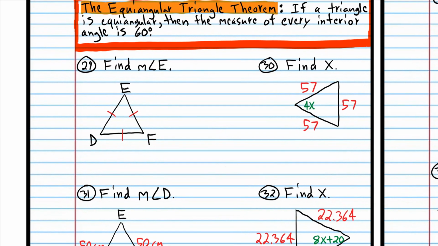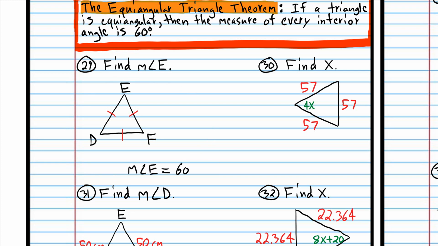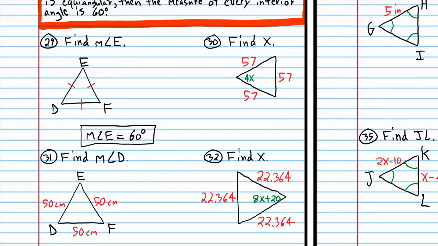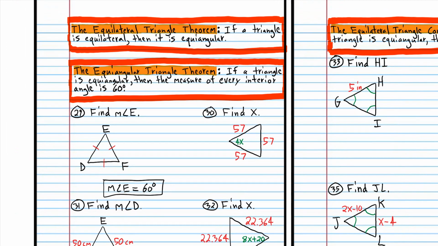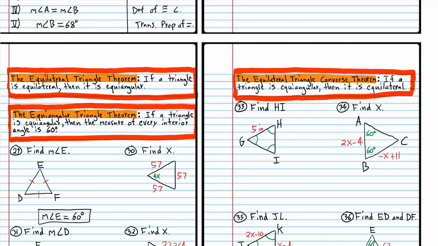So because we know that this is an equilateral triangle, we know that it's equiangular, and because it's equiangular, we know that the measure of angle E must be equal to 60 degrees. So that's very easy. These are going to be problems that are even easier than the previous ones that we did. Again, if you didn't get a screenshot of those three theorems.